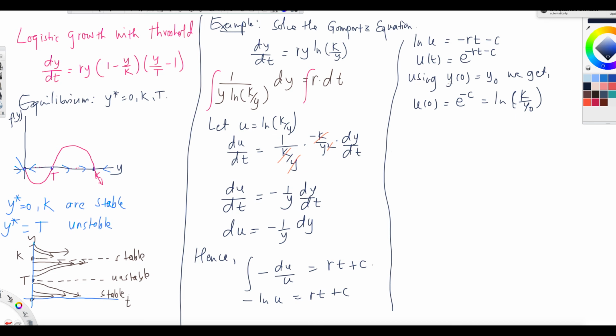So how can you write this one then? Thus you can write u at t is equals to, you can write e to the negative C times e to the negative RT, right? So this can be written as natural log of k over y0, that is e to the negative C times e to the negative RT, right? What is on the left side though? You have natural log of k over y, right? That is ut, I'm replacing back, equals to natural log of k over y0, right, times e to the negative RT. Now we want to solve for y.